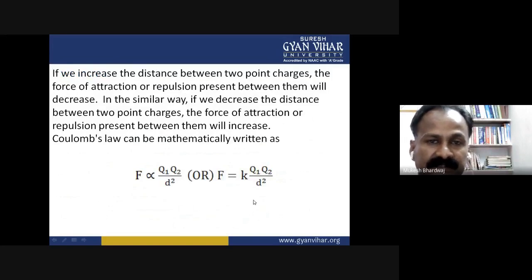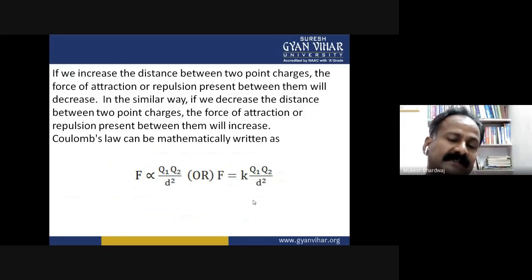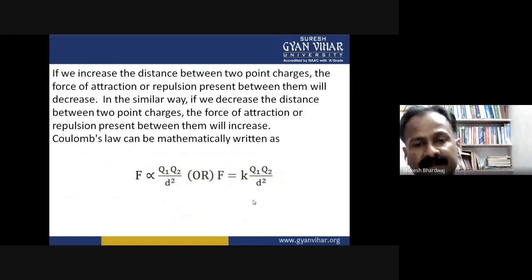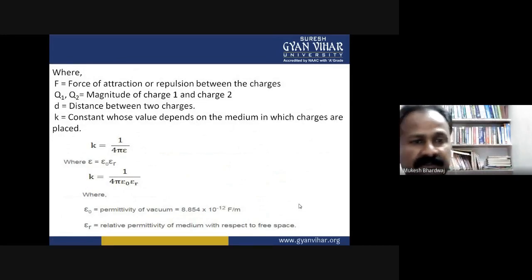If we increase the distance between the two point charges, the force of attraction or repulsion present between them will decrease. In a similar way, if we decrease the distance between two point charges, the force of attraction or repulsion between them will increase. Coulomb's law can be mathematically written as F equals k Q1 Q2 upon d square, where the proportionality sign is replaced by k, which is known as Coulomb's constant, and its value depends upon the medium. Here F equals the force of attraction or repulsion between the charges.